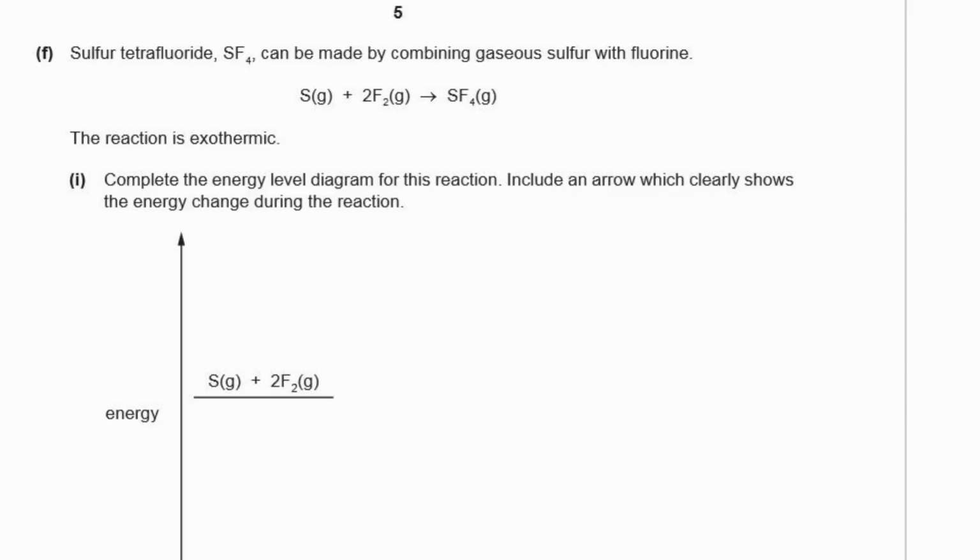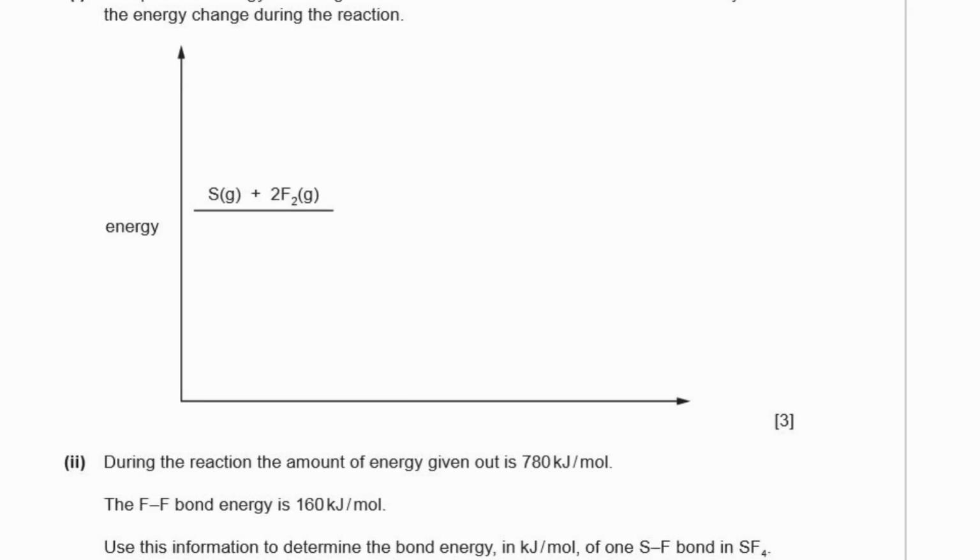F. Sulfur tetrafluoride, SF4, can be made by combining gaseous sulfur with fluorine. So it's sulfur gas plus fluorine gas produces sulfur tetrafluoride. And the reaction is exothermic. It gives the energy out into the environment and then the reaction occurs. 2. Complete the energy level diagram for this reaction and include an arrow which clearly shows the energy change during the reaction. So this is an energy level diagram.